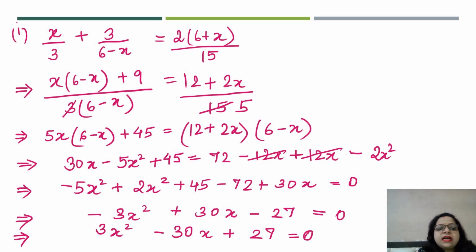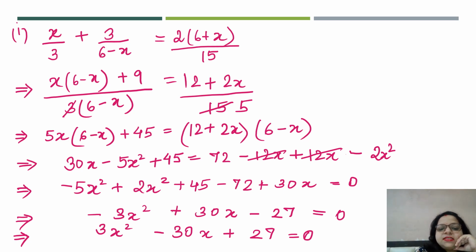Okay. Now 5 will come on the left hand side, so it will give you 5[x(6 − x) + 9] = (12 + 2x)(6 − x). The left hand side denominator will go on the right hand side numerator. Now, opening the brackets, 5x into 6 is 30x, minus 5x² plus 45 is equal to 12 into 6, which is 72, plus 12x minus 12x, and minus 2x². So plus 12x and minus 12x get cancelled there only.